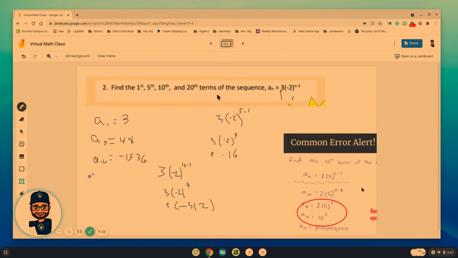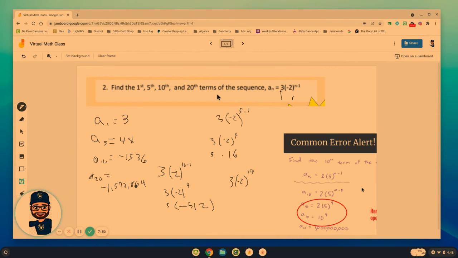And then we've got to find the 20th. So a of 20, the 20th term. Once again, same setup, 3, -2, and instead of plugging in 20, we actually do 20 minus 1, which is 19. So -2 to the 19th power is -524,288 times 3, gives us a final value of -1,572,864. You can double check that on your calculator if you would like. No, I don't have that memorized. I did it on my own calculator.